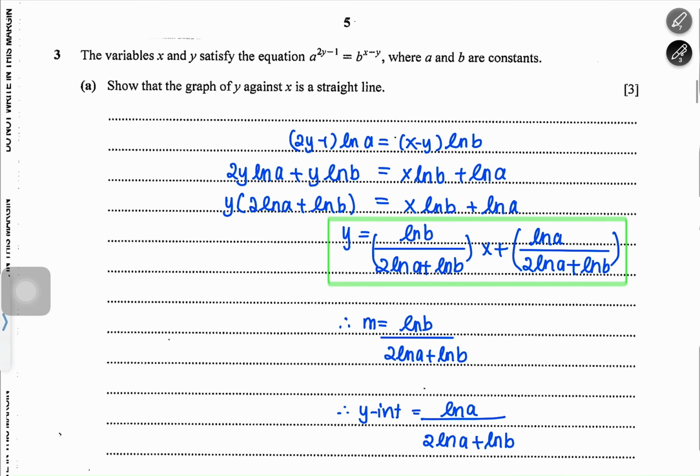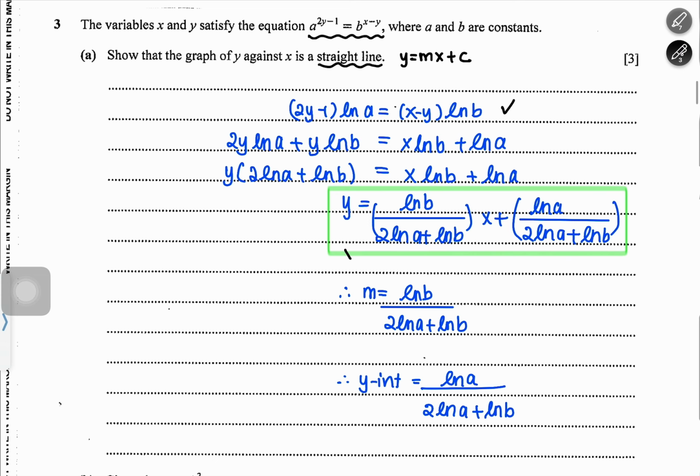Now next, I need to show that the graph of y against x is a straight line. What is the meaning of a straight line? y equals mx plus c. In order to get this format, look at what I have here: a to the power of 2y minus 1, b to the power of x minus y. I'm using the approach of logarithm in order to make the power become the coefficient. So this is the first line that you will get. After that, it's simple expansion and you rearrange accordingly, and you will be able to see that this is your y, this is your m, x and the y-intercept. It is advised to outline your gradient and the y-intercept separately.